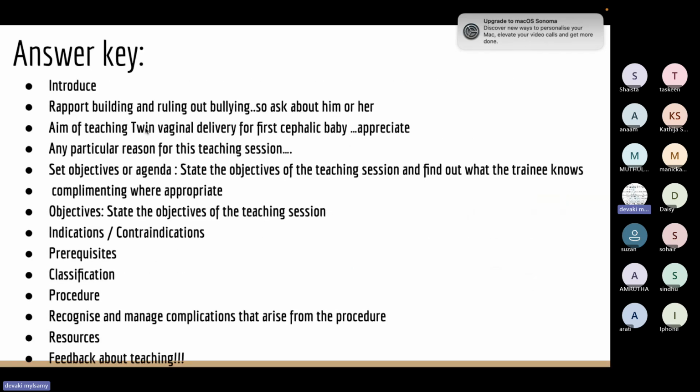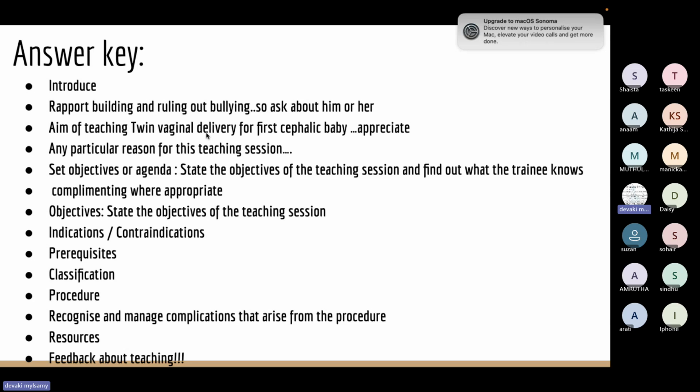My answer key includes introduction, rapport building, ruling out bullying, aim of teaching: twin vaginal delivery for first cephalic baby. I appreciate that you asked why I wanted to learn. You asked me if there was any particular reason for this teaching session, to set the objective. So what actually did you want to learn today? This is one question. Okay, you were on the right track.